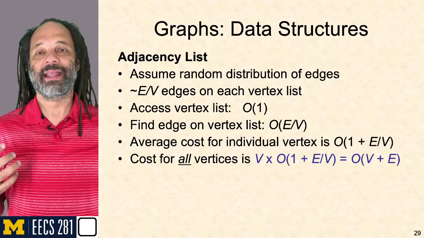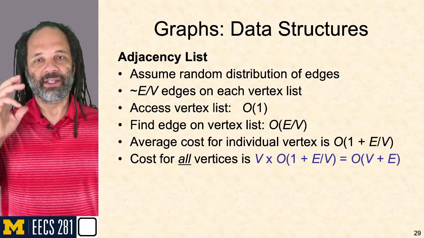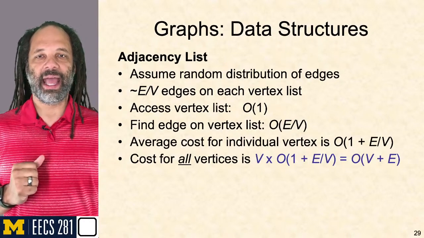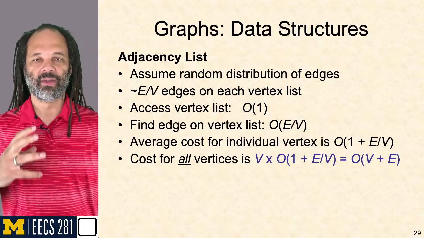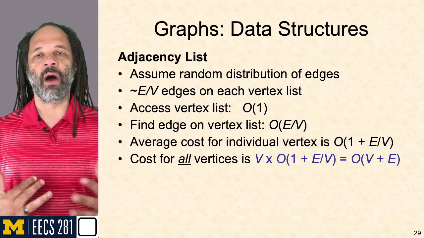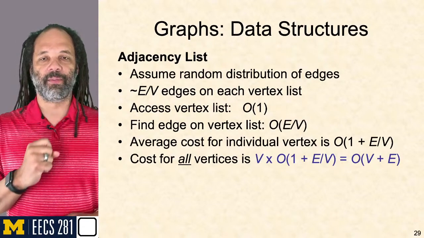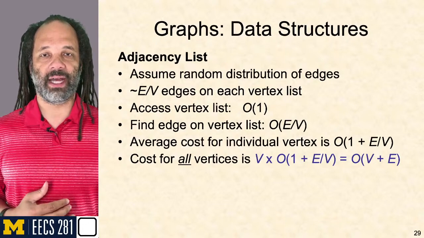So if you wonder why there's both of them, the adjacency matrix is good for representing dense graphs, and the adjacency list is good for representing sparse graphs. So as I think of this small number of edges in a sparse graph, I can say that there's approximately E over V edges on each one of these vertex lists.